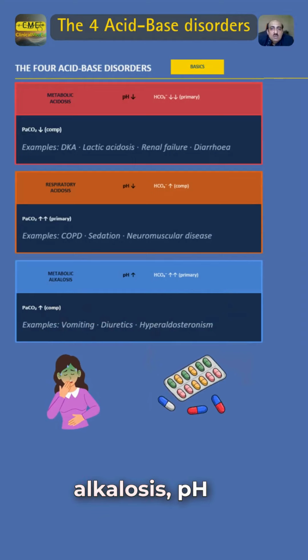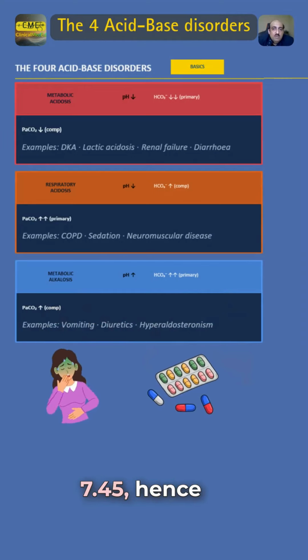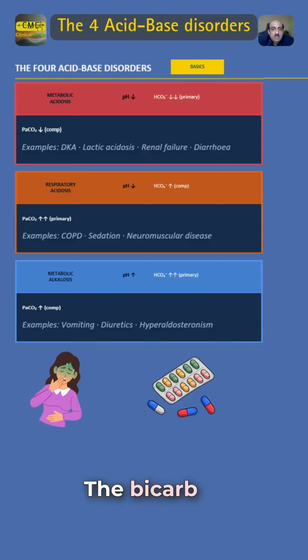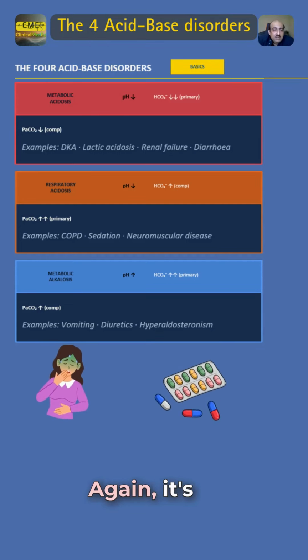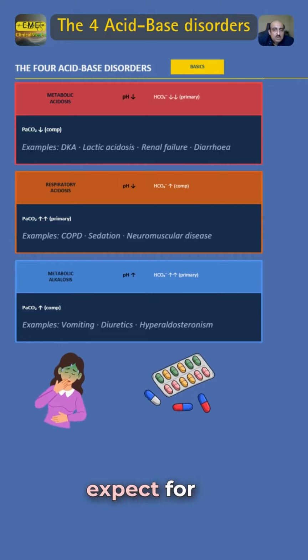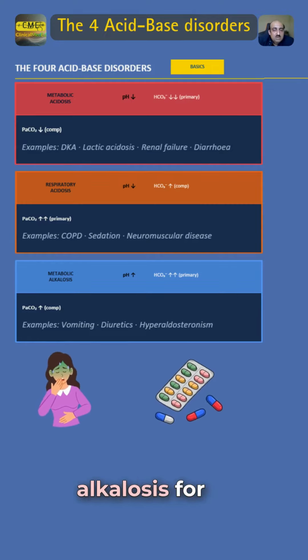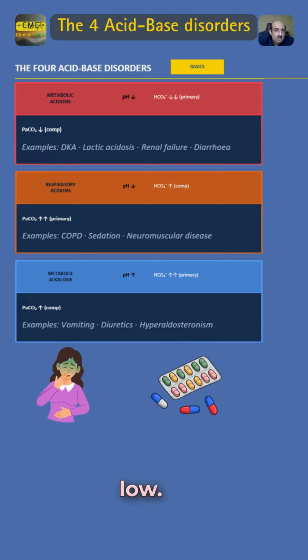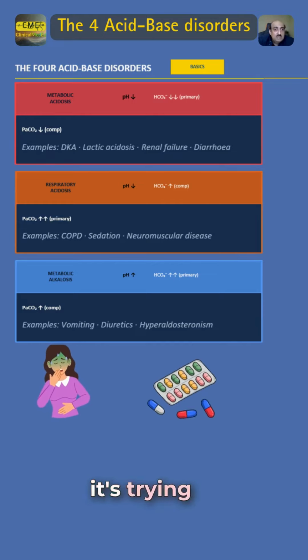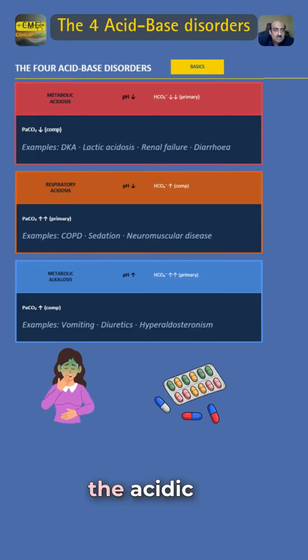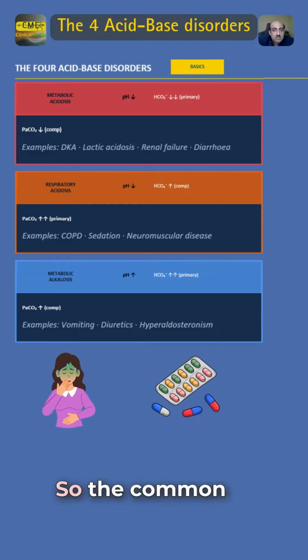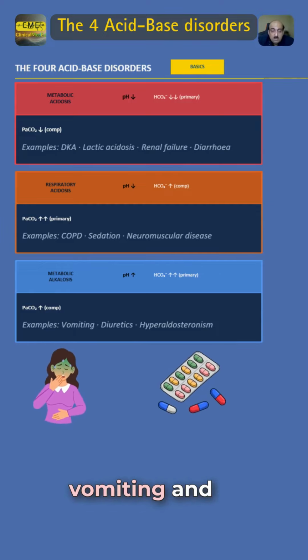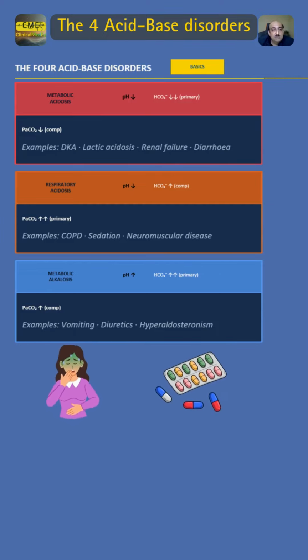Metabolic alkalosis, pH will be above 7.45, hence alkalosis. The bicarb will be quite high. Again, it's a metabolic component, so you would expect for the primary metabolic alkalosis for the bicarb to be high. And CO2 is an acidic gas, so it should be high because it's trying to compensate by increasing the acidic component in the blood. So the common examples include severe vomiting and diuretics and also hyperaldosteronism.